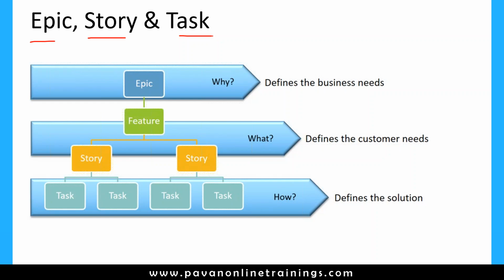Everything will happen very fast. If I create a document for everything, it takes a lot of time, right? So 90% of the documentation will be avoided in the agile process. Here we don't have any FRS document to understand the requirements. Instead of an FRS document, we have epics and stories. So what is an epic and what is a story? An epic is a larger requirement. Basically it defines the business needs.